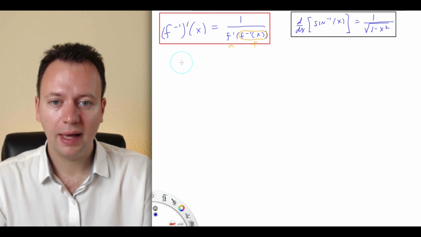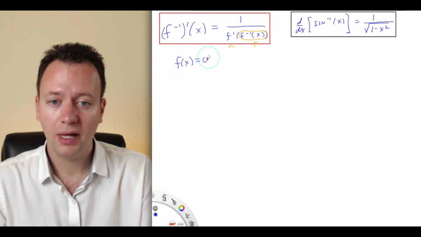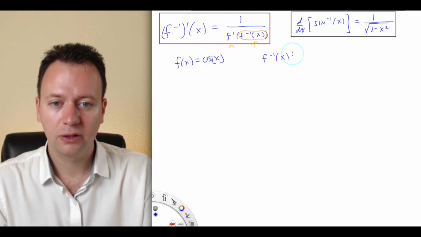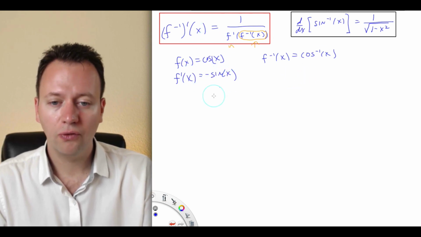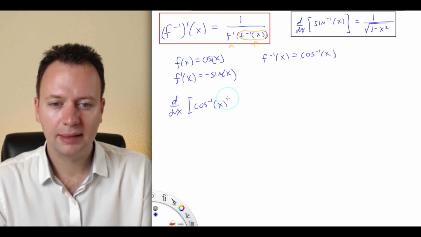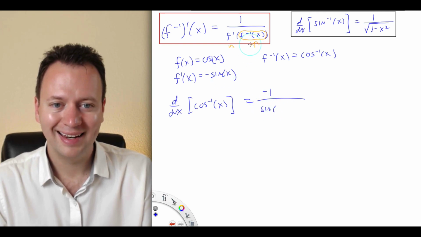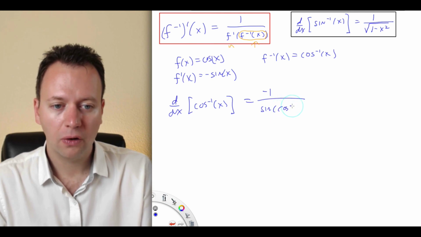So now let's take a look at, well, what if f of x is cosine of x? And so we want a derivative rule for f inverse of x, which is arc cosine of x. Okay, well, the derivative of cosine is negative sine. So this general formula tells us that the derivative of arc cosine of x is equal to 1 over f prime, so that's 1 over negative sine, evaluated at f inverse, so negative 1 over sine of cosine inverse of x.